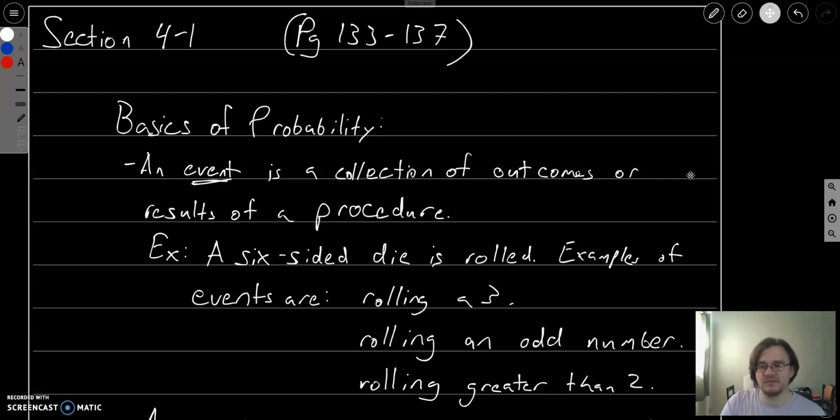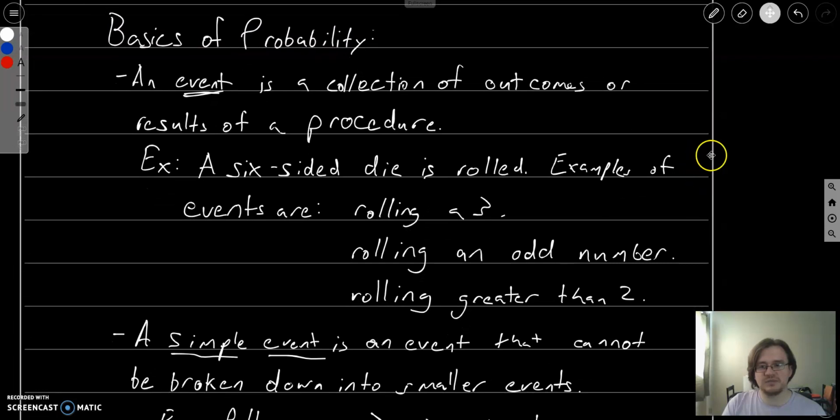And the first vocab term that we'll look at is what's called an event. An event is going to be a collection of outcomes or results of a procedure. Now, this is a fairly vague term. A procedure could be referring to an experiment that we're running. It could be something as simple as rolling a six-sided die or recording what color car drives by next. It's anything where we don't know what the outcome or result may be, and the event is just going to be describing some collection of these.